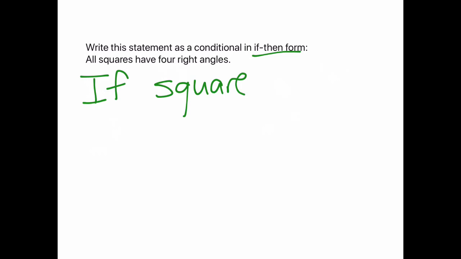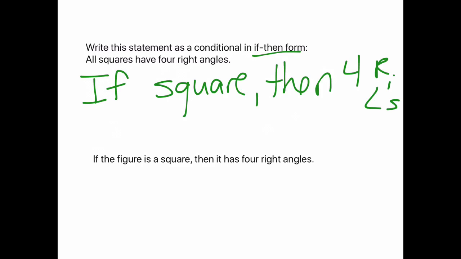Our next question wants us to write this statement as a conditional in if-then form. So it says all squares have 4 right angles. So remember, we're going to need an if and a then when we write this out. We'll start with an if, and then we're going to have something about squares here. So probably something like if the figure is a square, then it has 4 right angles. So something to that effect. So I've written it down there for us.